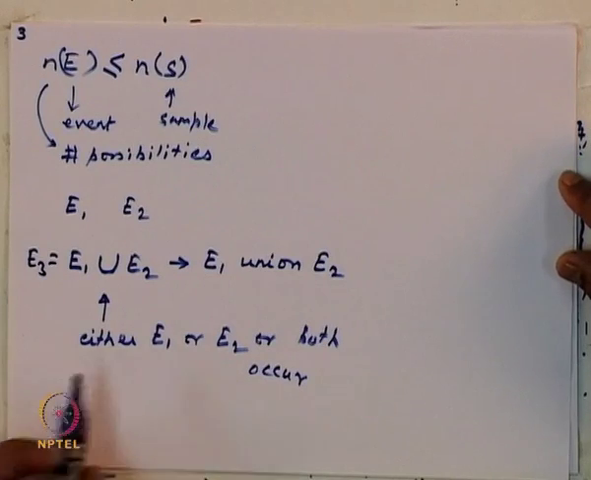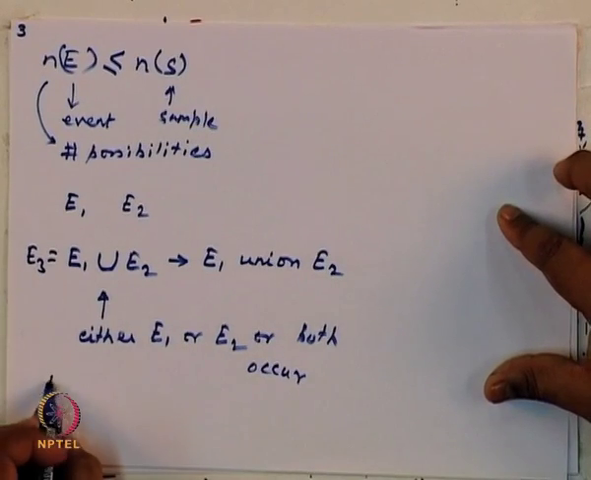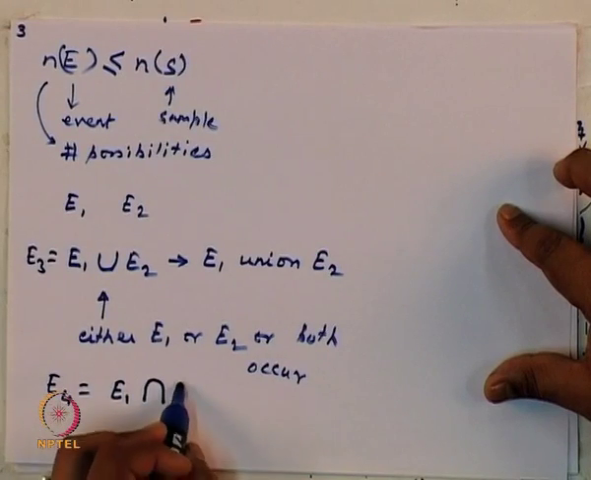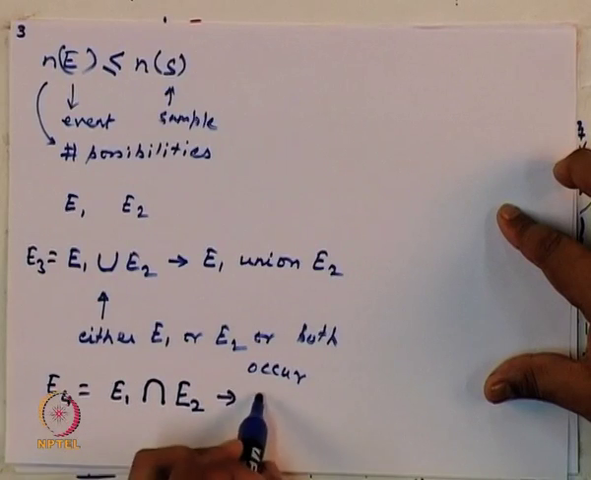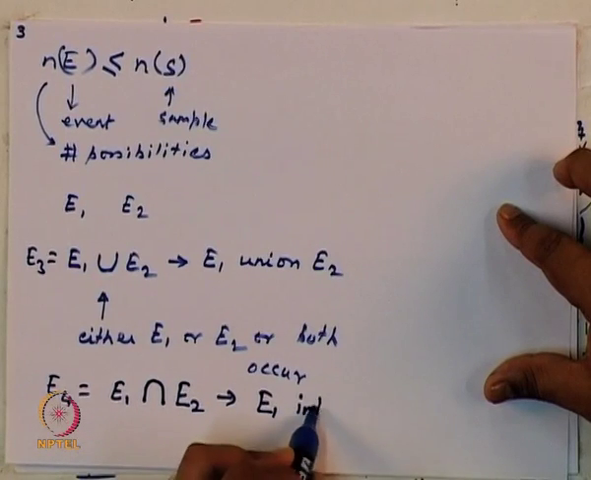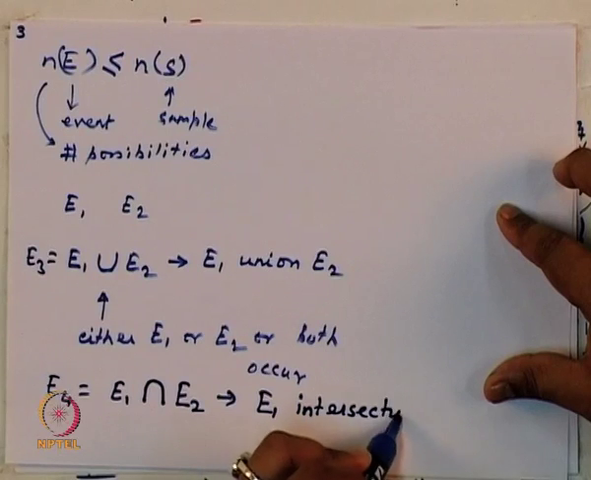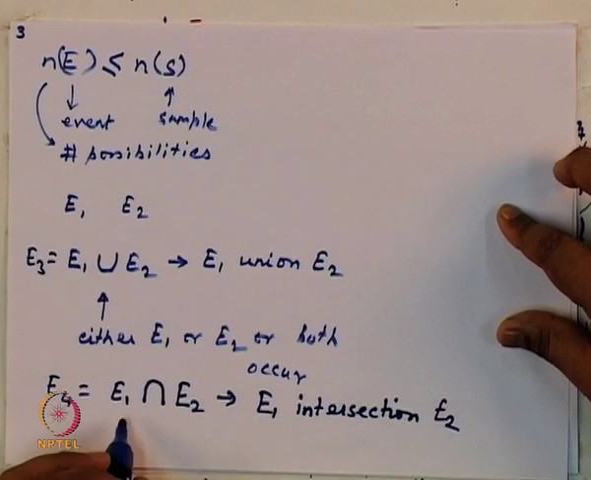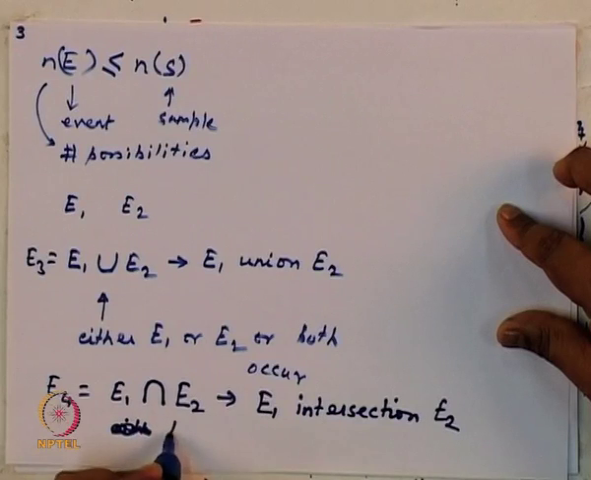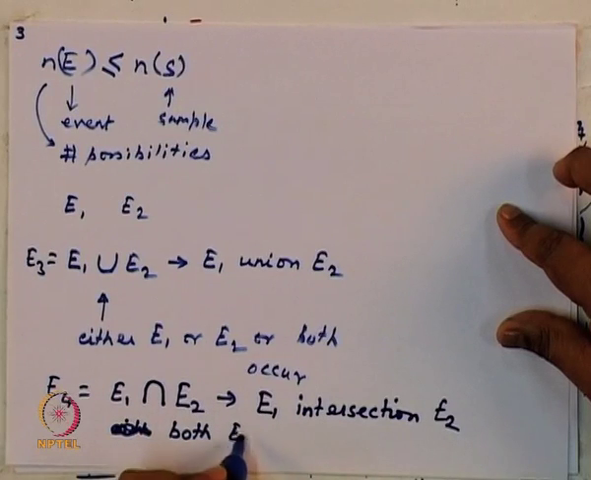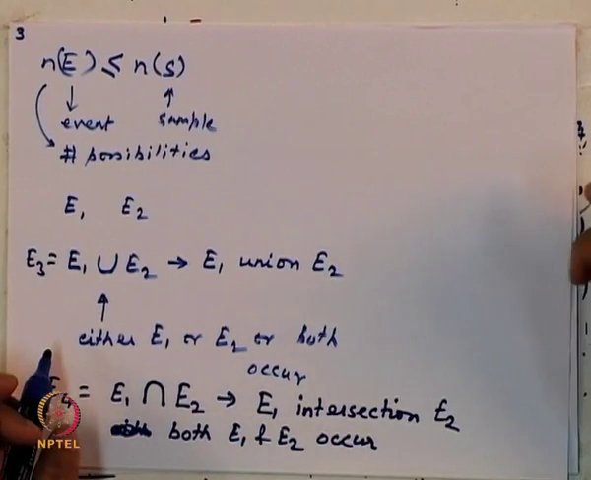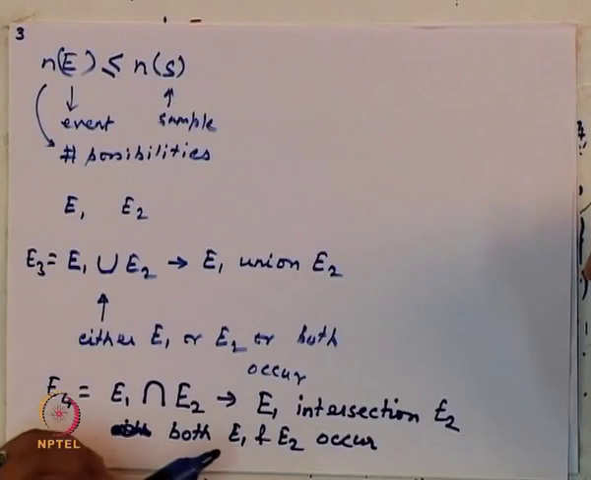Or I can have another event E4 which is written as E1 intersection E2. This means both E1 and E2 occur. So, the possibility that both E1 and E2 are occurring.